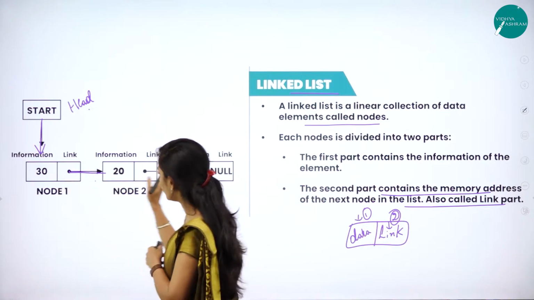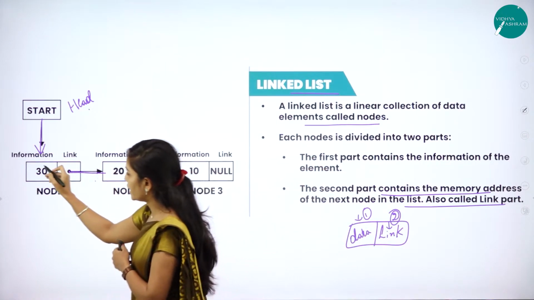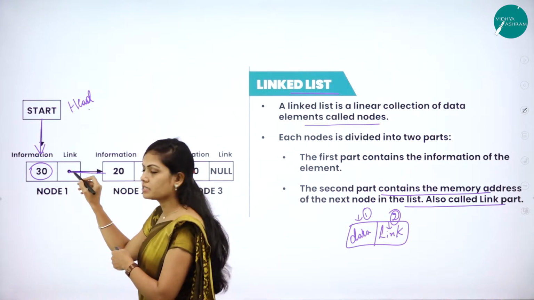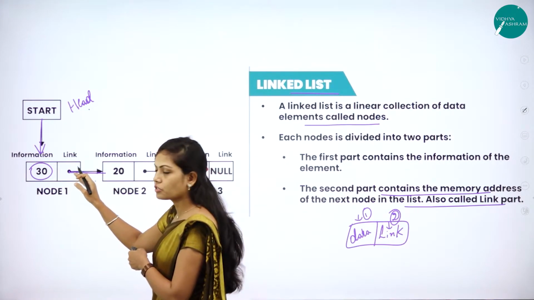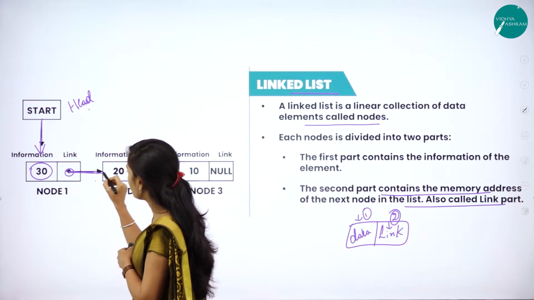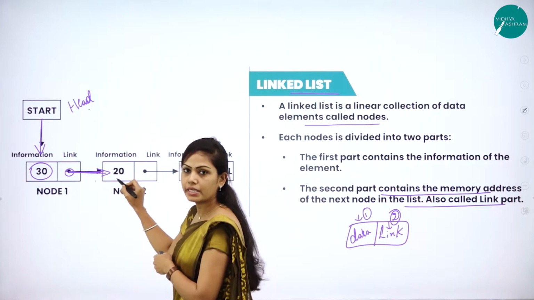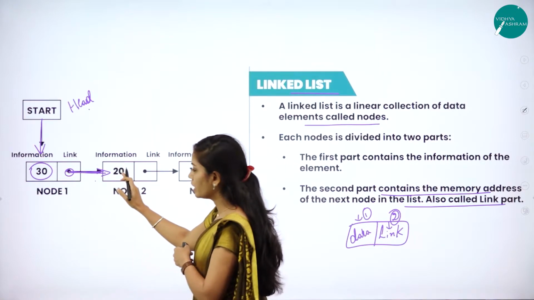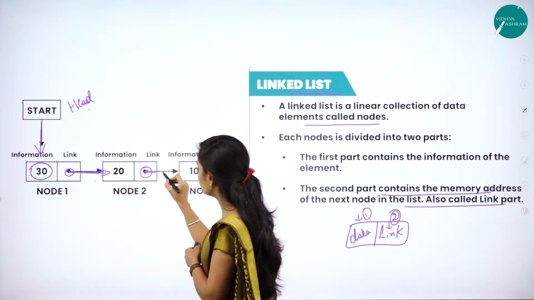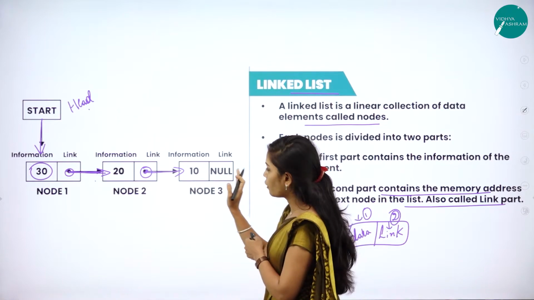So here we have three nodes: node 1, node 2 and node 3. The first data is element 30, and the link is a pointer. Link means it consists of the address of another node. This link part consists of the address of the second node, that is element 20. The second node's link consists of the address of the third node, 10.